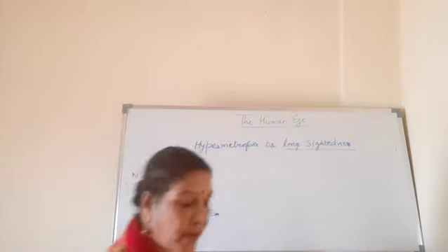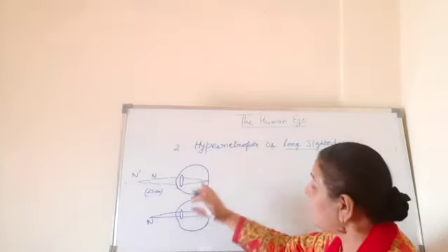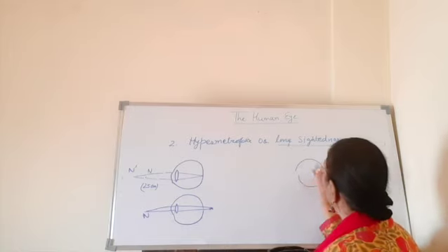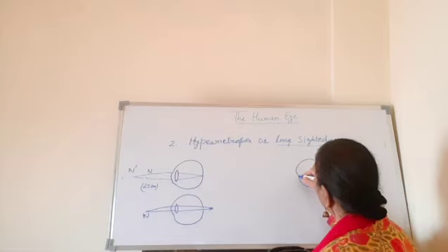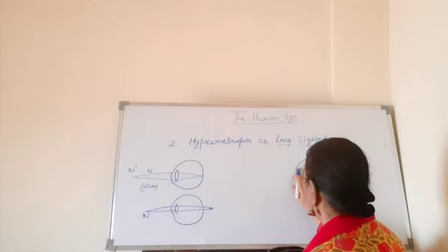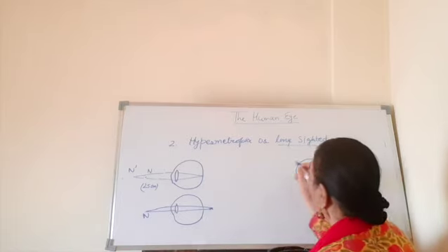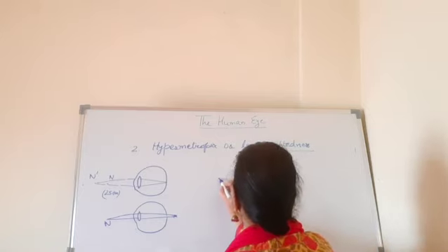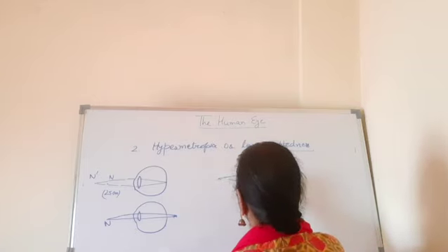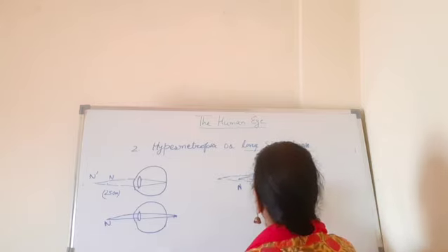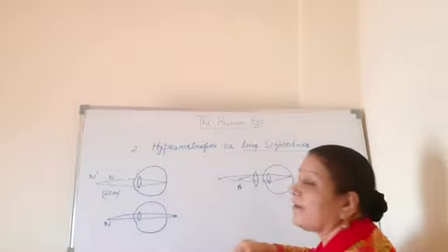So the correction is to be done because we have to bring it back, we have to converge it before that. So for the correction of a hypermetropic eye, a convex lens of appropriate power is used so that now the image is formed at the retina.